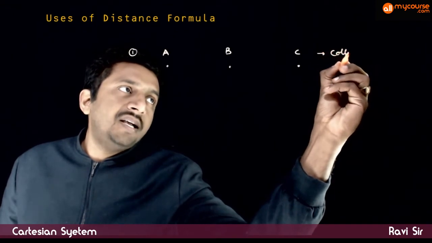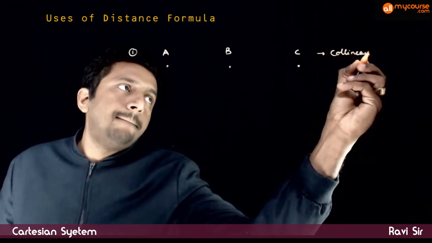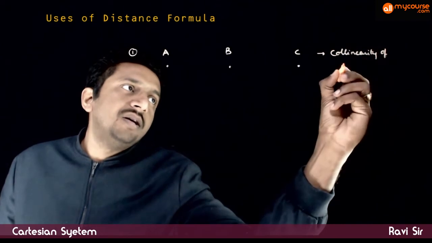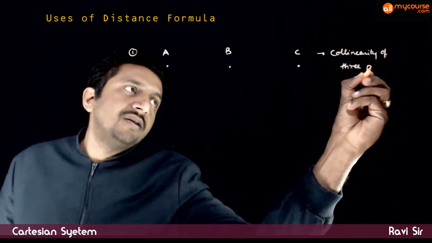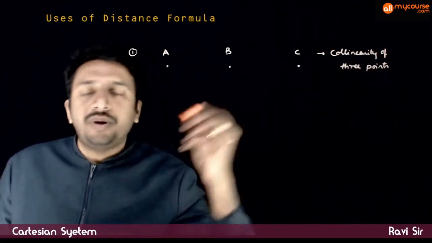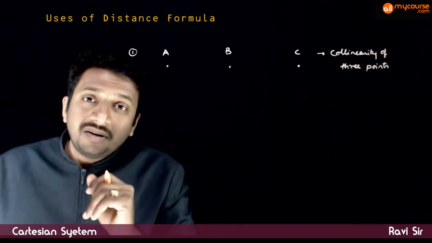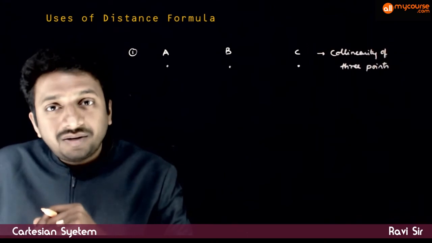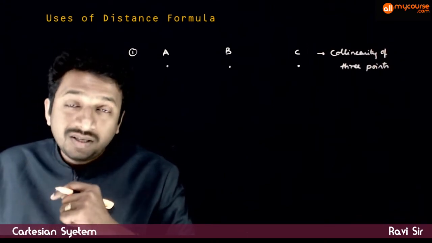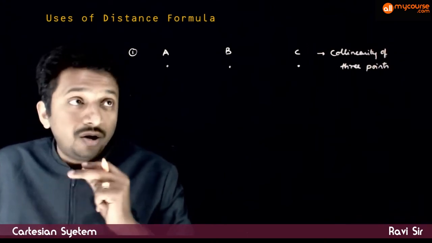So, collinearity of 3 points. If the coordinates of 3 points are given, we can check whether the 3 points are collinear or not using the distance formula. So how do we do this?